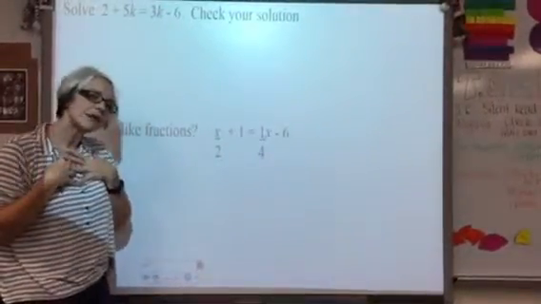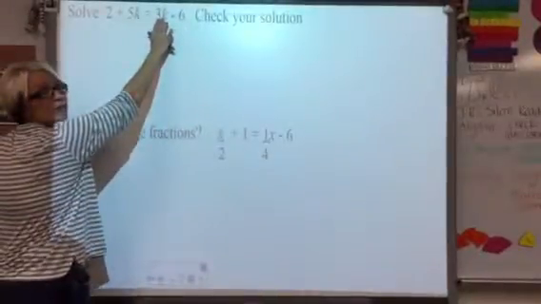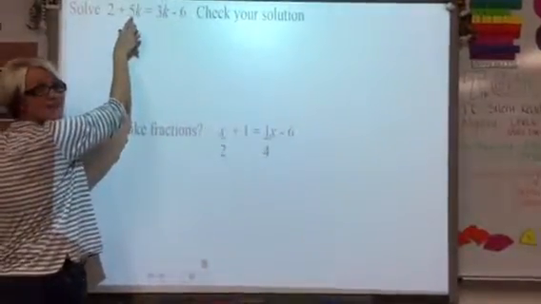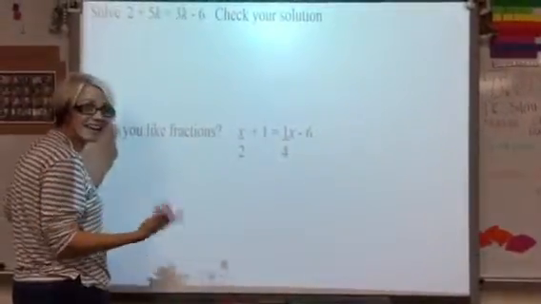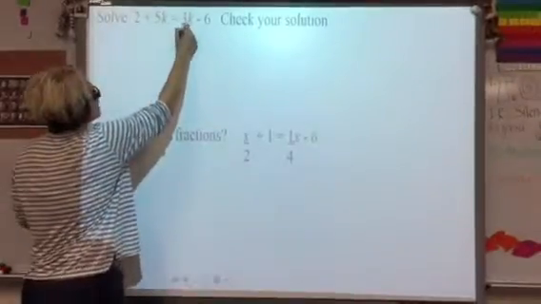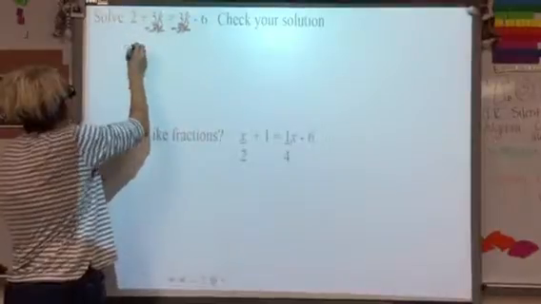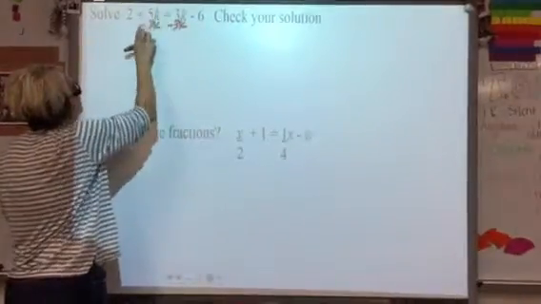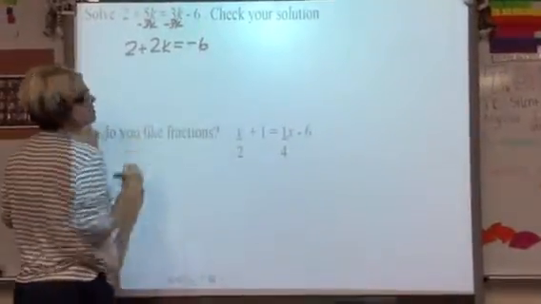Another thing that I recommend is to always try to stay positive. So that means I'm going to move these 3k's over here because 5 is bigger. If I move these 5 over here, I'm going to start working with negative numbers, and I just want to stay positive. So I'm going to subtract 3k. That's how I'm going to start. So on this side, I have 2 plus 5k minus 3k is 2k, equals negative 6.